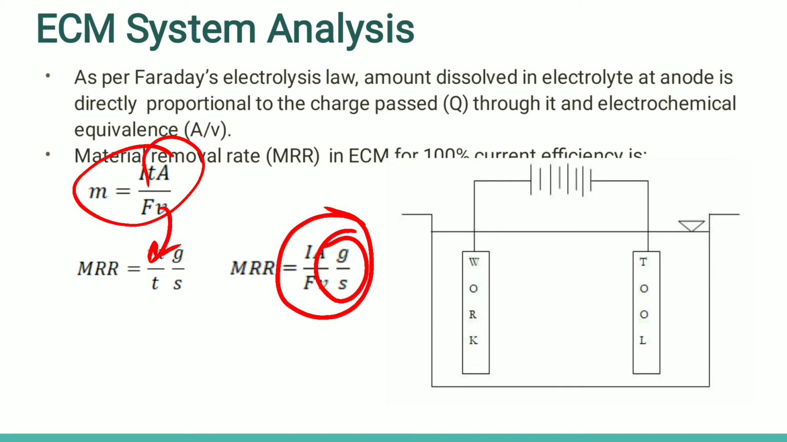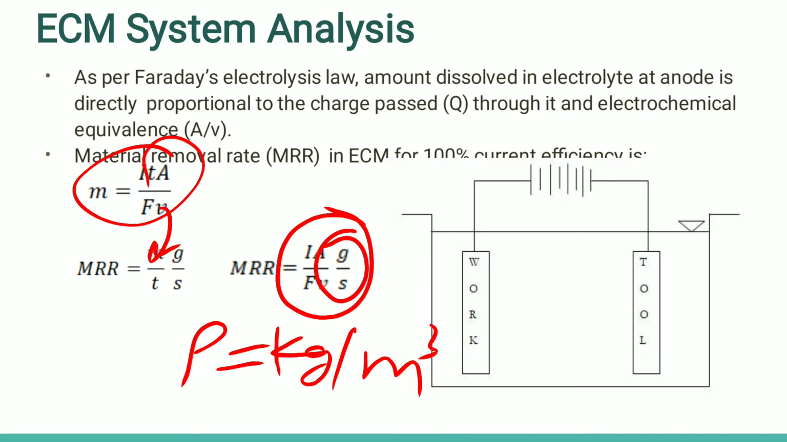Now one more thing is, as I told you, in the conventional processes we discussed volume per time, and that volume we calculated in meter cube, cc, or mm cube. Now here also we can convert this into mm cube per second, or meter cube per second. What we can do is divide this I·A by rho, that is density. So the density can be represented in kg per meter cube.